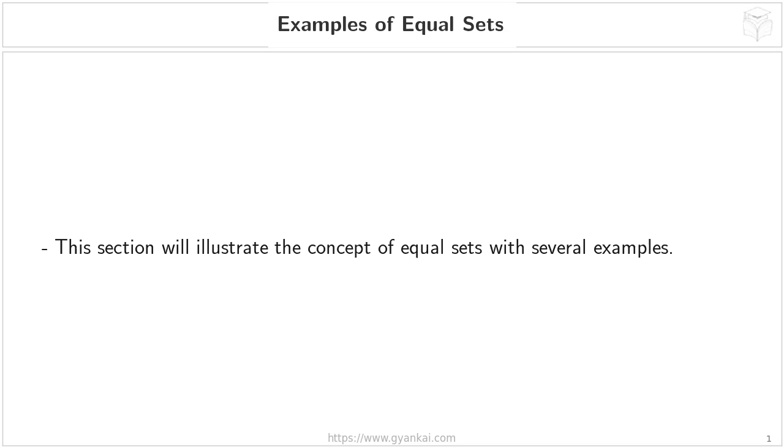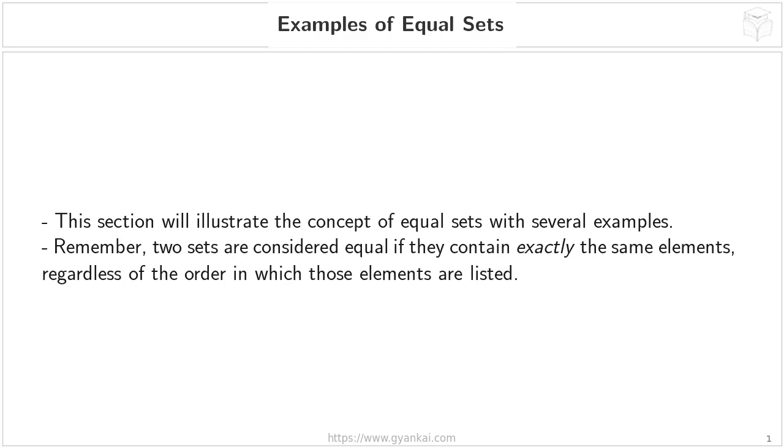Examples of equal sets. So we've started a new section now, and this section is all about putting what we've discussed, the idea of equal sets, into practice. We're going to look at several examples to really solidify your understanding.